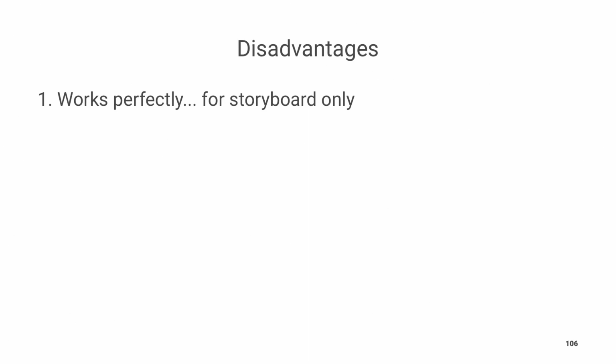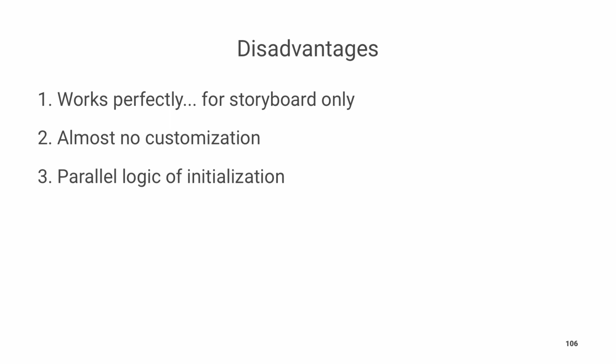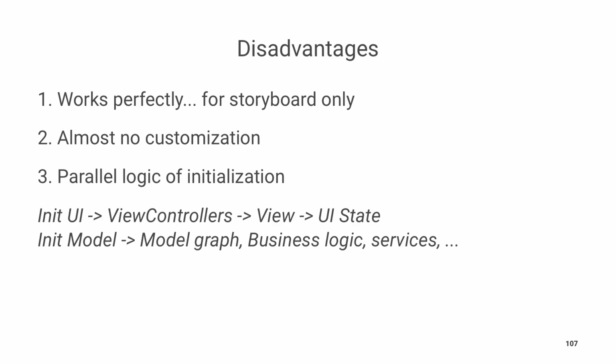First of all, it works perfectly only until you start initializing some objects in code, not from storyboards. At this point, something breaks. Then, it's a really great thing that almost all of this code is implemented inside UIKit, but if we need, we don't have any possibility to do some customization. And we can notice the parallel logic of object initialization. What I mean by this is that with this API, we initialize some view controllers, views, and some corresponding data. Let's call it UI state. But the rest of the objects, the rest of the app, is still supposed to be instantiated from the regular callbacks like app did finish launching or something like this. And we have two independent flows, and it's not clear how to connect the objects from one flow to objects of another flow.